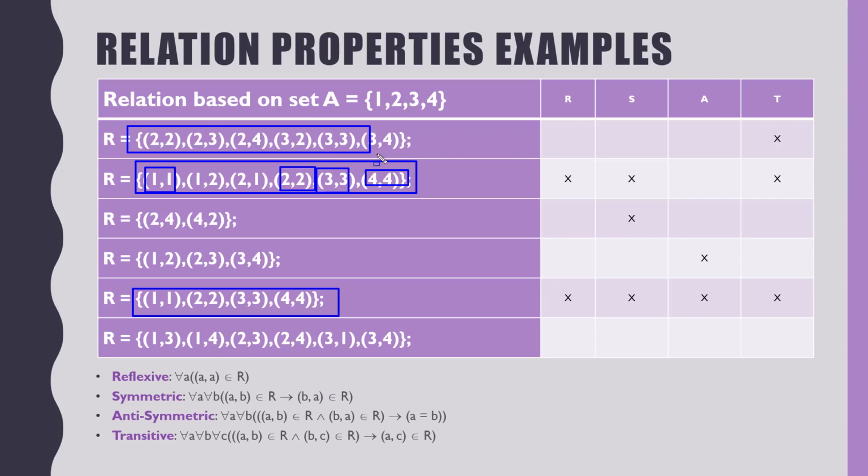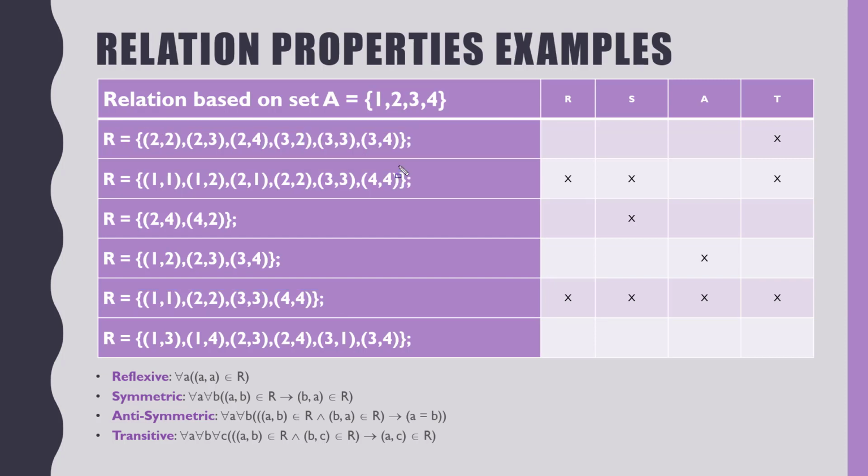Why is this one not reflexive? Well, because it's missing a 1, 1 and a 4, 4, it looks like. So it's got the 2, 2 and the 3, 3, but it does not have a 4, 4. So I think reflexive is pretty easy to spot. I don't think that's too confusing.